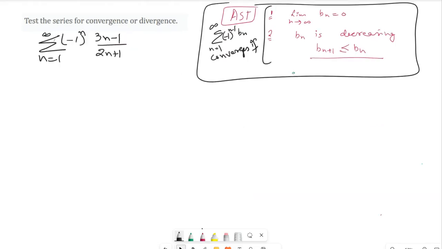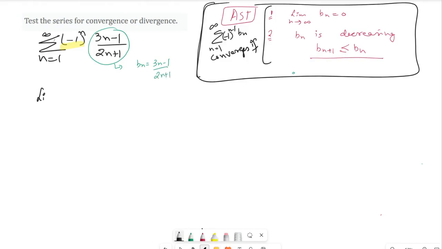Here we have another example. And if you guys notice, this is also an alternating series. This part tells me that this is an alternating series. So I can try to use AST's conditions here. Okay. So let's try the first condition. First of all, the positive component of your series is your Bn, 3n minus 1 divided by 2n plus 1.